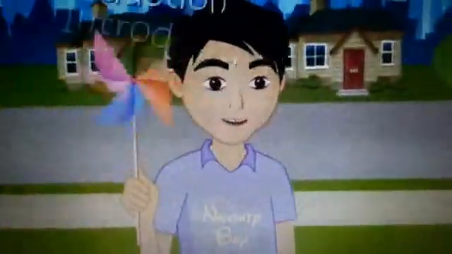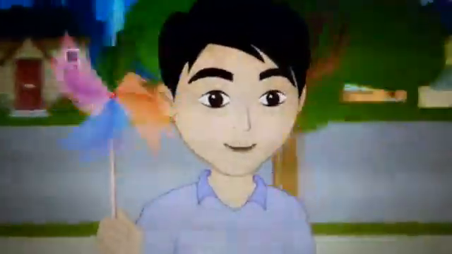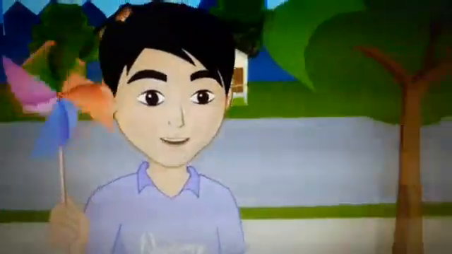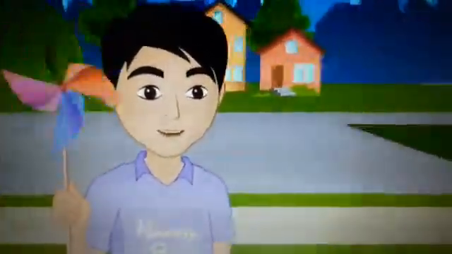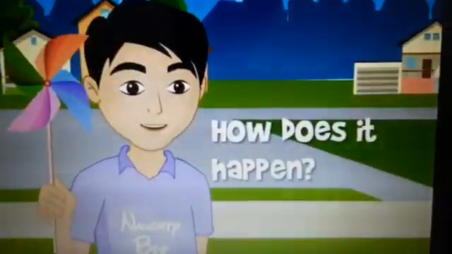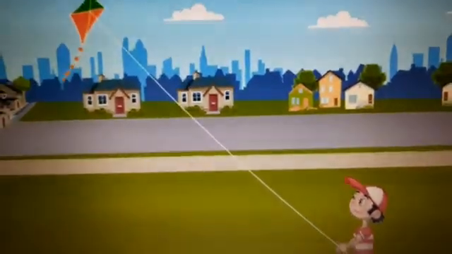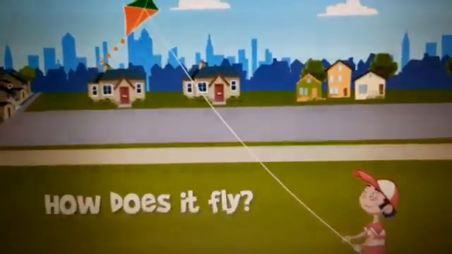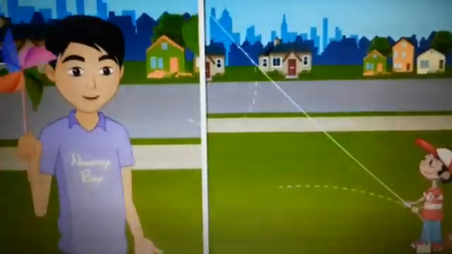Introduction. Rahul has a windmill. Taking the windmill in hand, he starts running. See, the windmill in his hand is moving so fast. How does it happen? See, this boy is flying a kite. The kite flies so high. How does it fly? The windmill moves due to movement of air, and so does the kite fly.